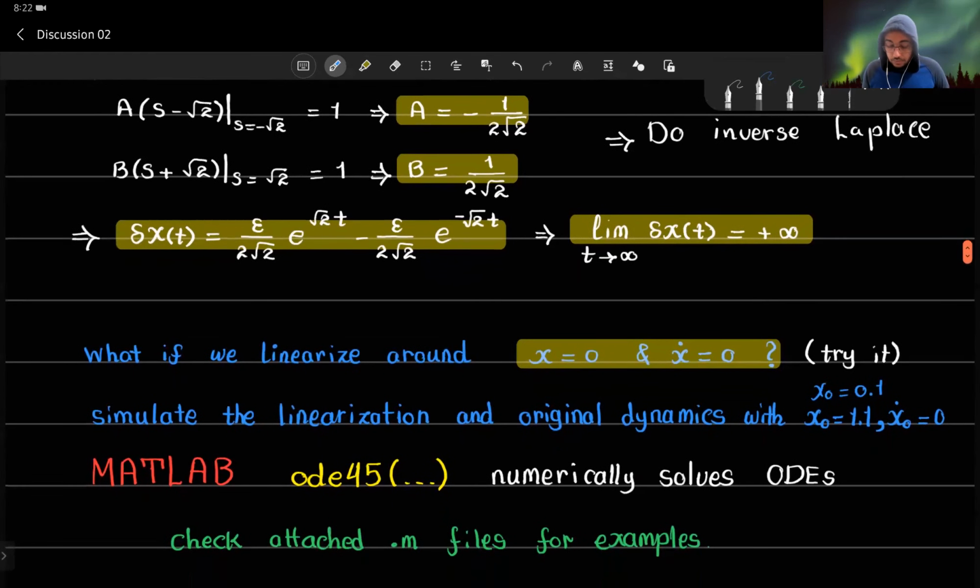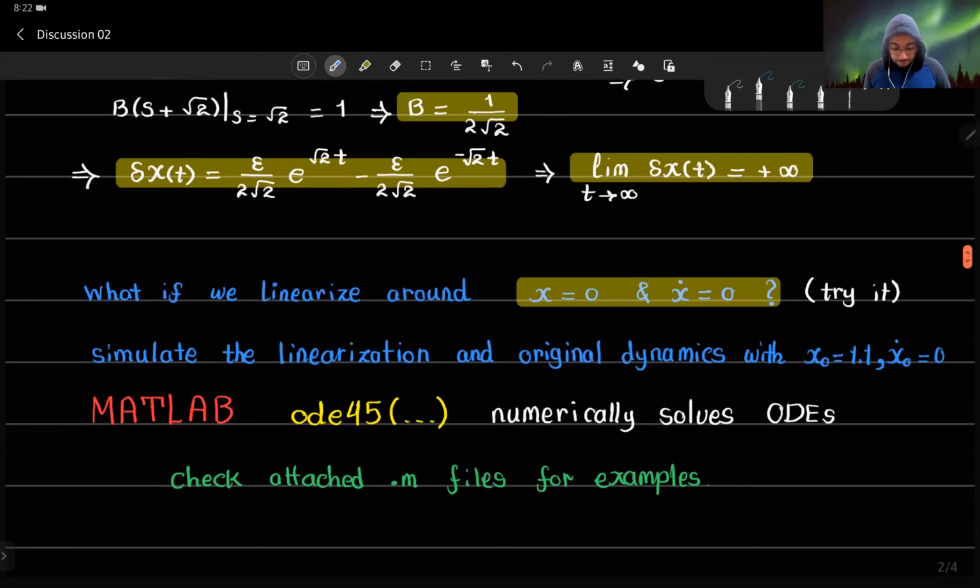To see what will happen, for the actual initial condition of 1.1, simulate the linearization and the original nonlinear dynamics with these initial conditions.